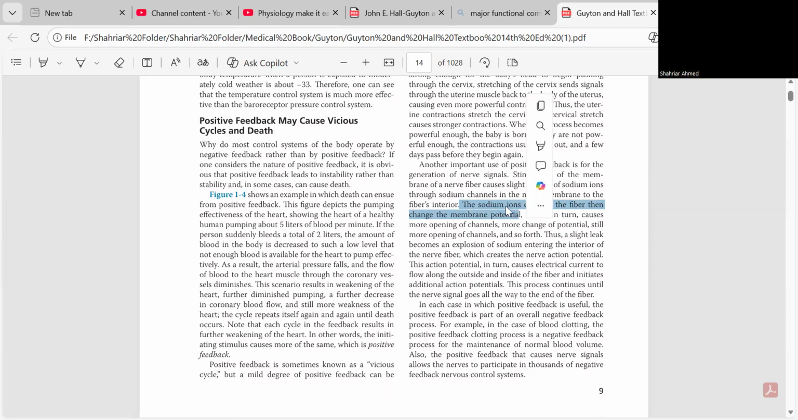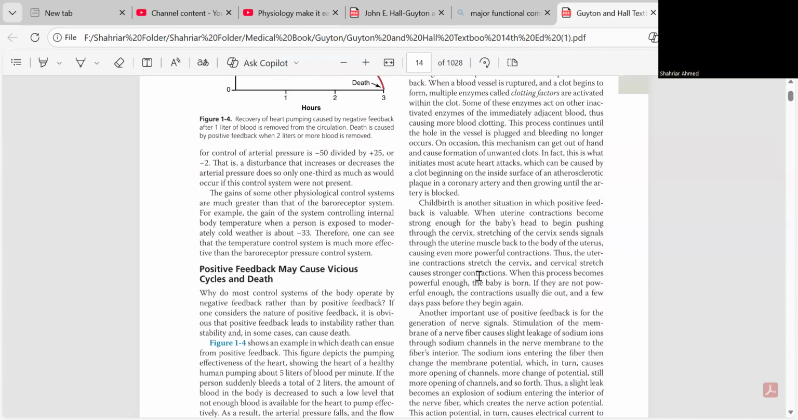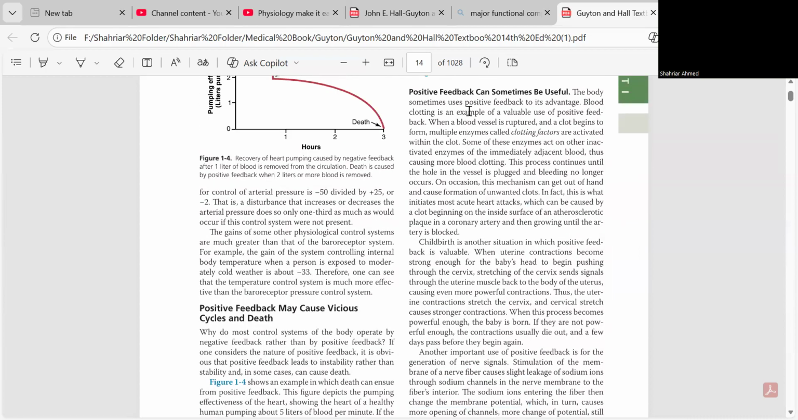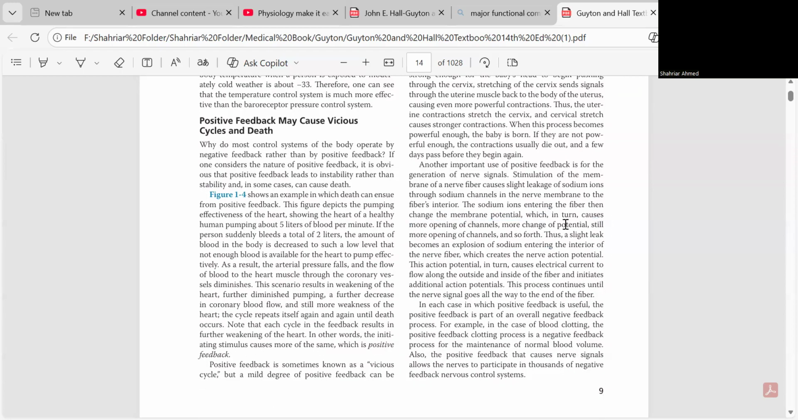So sodium ion entering is called depolarization, and it causes an action potential or membrane potential change, which in turn causes more opening of channels, and more change of potential, still more opening of the channels, and so forth. Thus, a slight leak becomes an explosion of sodium entering the interior of the nerve fiber, which creates the nerve action potential. So there are three examples of positive feedback systems and how the nerve signal is generated; it will be discussed in the next chapter on action potential or membrane potential.